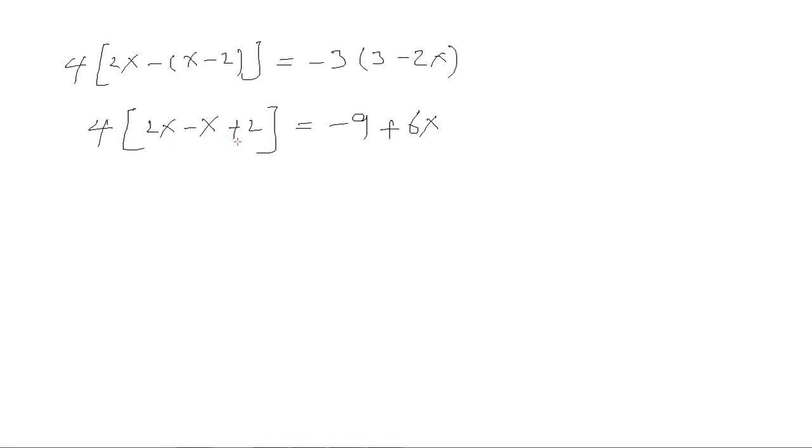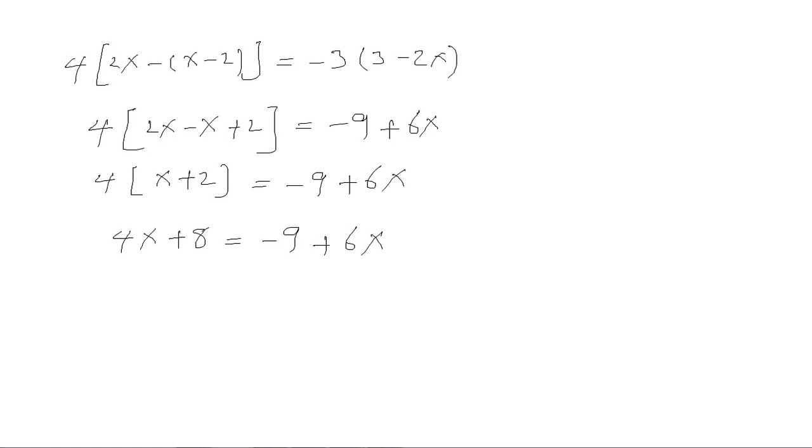Let's simplify the expression here. So it's 4 open brace 2x minus x, which is just x, plus 2, equals minus 9 plus 6x. Next step, I'm going to distribute this 4 here. 4x plus 4 times 2, 8, equals minus 9 plus 6x. Okay, next step, I'm going to move this 8 to the right and negate it, and I'm going to move this 6x to the left and negate it.